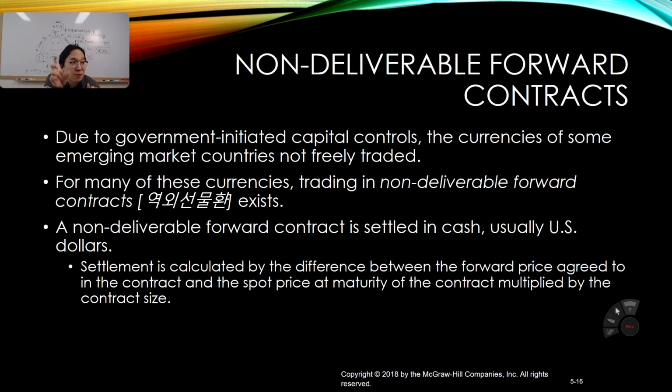It's about the difference. You're taking the profit or loss and then giving or taking the money as much as the difference is concerned, right? So that's the NDF market. For many of these currencies, trading in non-deliverable forward contracts exists, and a non-deliverable forward contract is settled in cash, usually in US dollars. Settlement is calculated by the difference between the forward price agreed to in the contract and the spot price at the maturity of the contract, multiplied by the contract size, right?